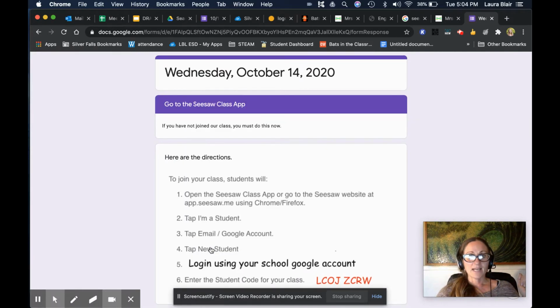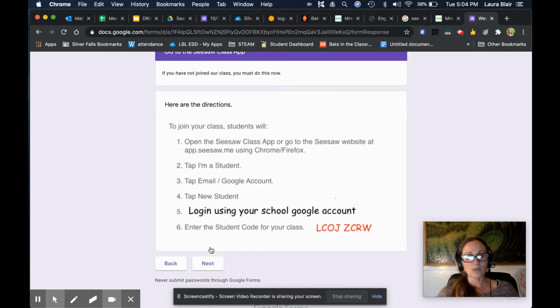All right, I think almost everybody has joined, but here's the login. I think there's like one more person that needs to join. Please, please log in to Seesaw so you can do your work.